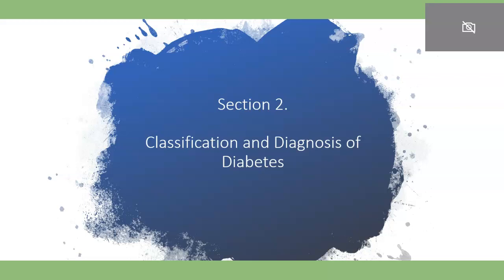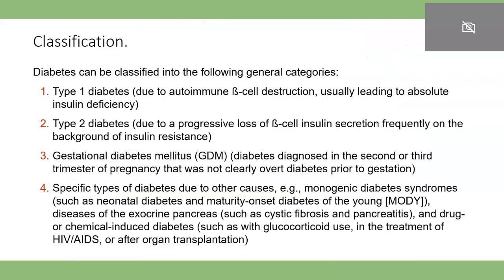We're going to get started on Section 2, Classification, Diagnosis of Diabetes. This section is super important to pay attention to. This is how we diagnose diabetes, type 1, type 2, and then we'll talk about the other more uncommon types of diabetes. So we have type 1, type 2, gestational, and then there are other types of diabetes, as mentioned down here, which we will talk about.